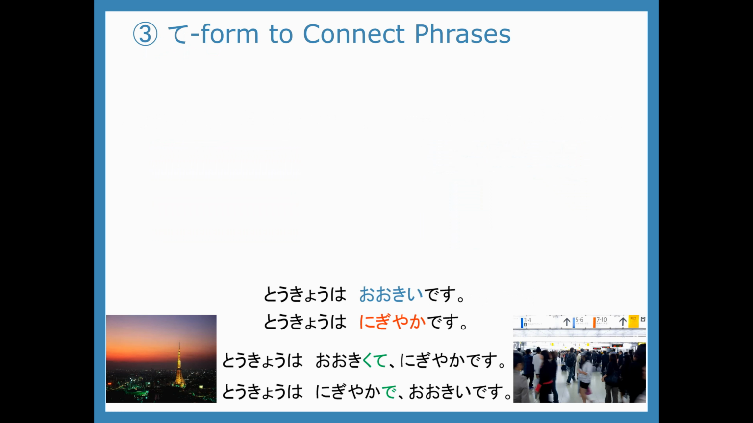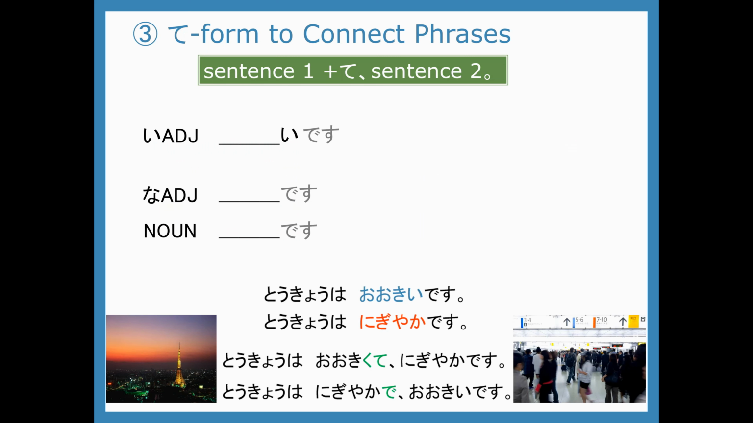which of the two types of adjective it is. We have i adjectives and na adjectives in Japanese. To put an i adjective into te form, we need to drop both the des and the i at the end. Then we want to add on kute. For a na adjective, or to join two phrases that end in a noun, we want to start by getting rid of the des at the end. We replace it with de.